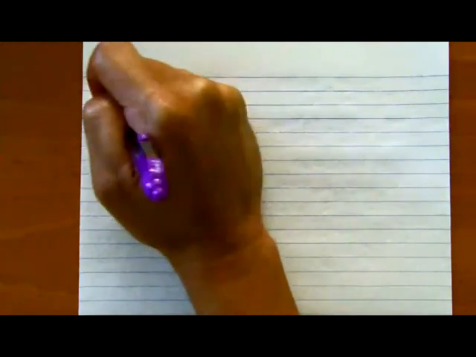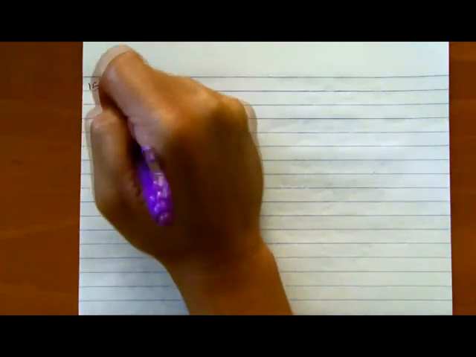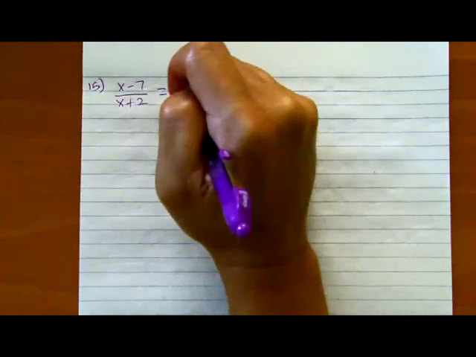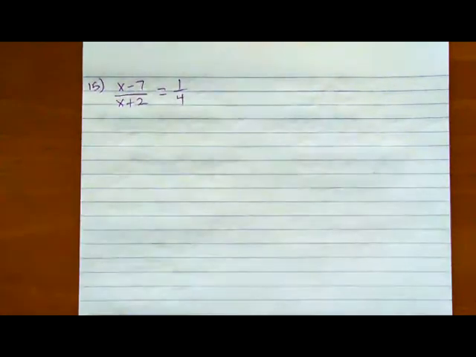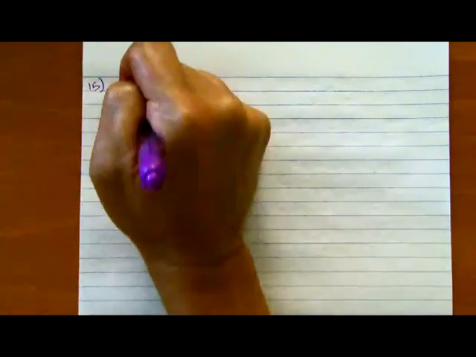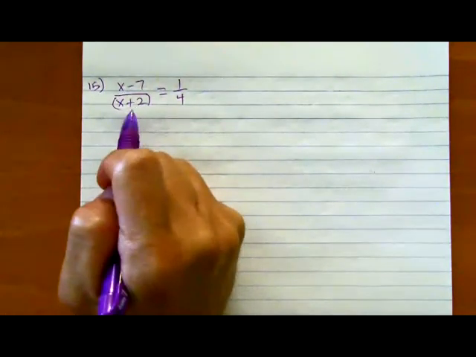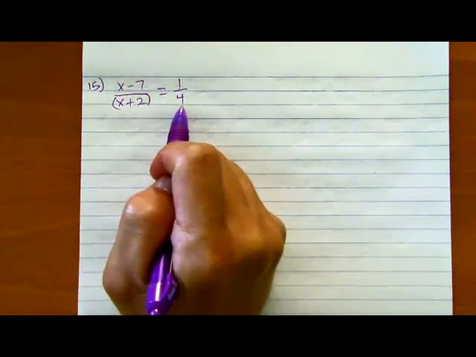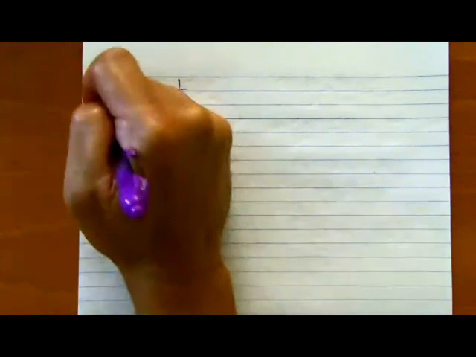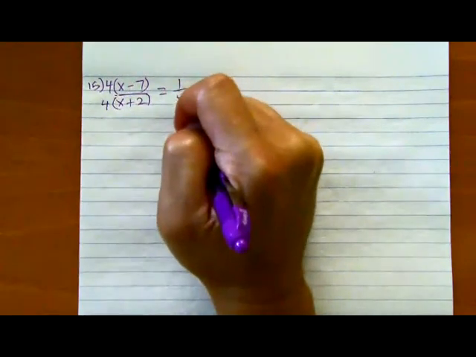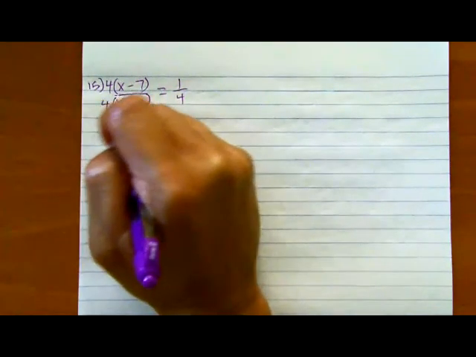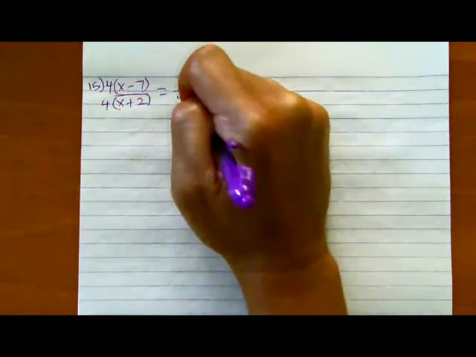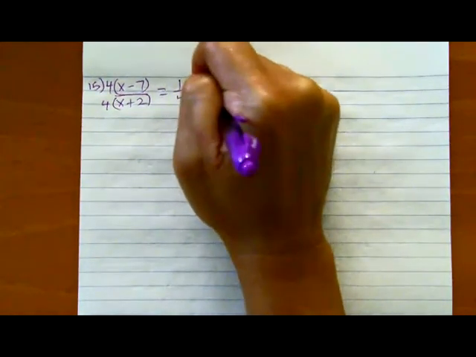Number 15. X minus 7 over x plus 2 equals 1 over 4. If you look at this entire denominator, it's missing a factor that this one has, the 4. We're going to multiply top and bottom by 4. This denominator is missing a factor that this fraction has, the x plus 2. So we're going to multiply top and bottom by x plus 2.